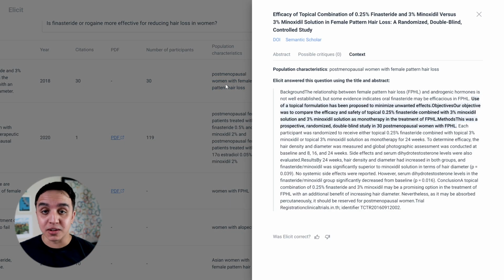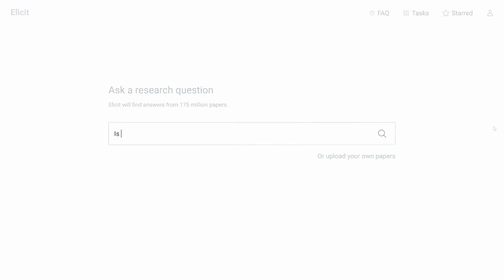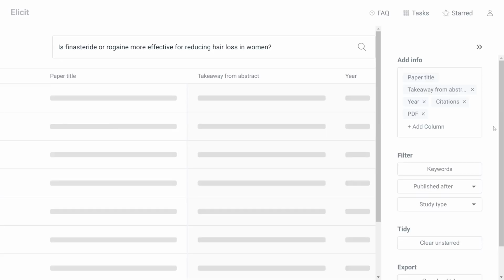When you click on a column, Elicit will give you the context for its answer. This perspective makes it easy to discover each paper's important takeaways and decide which papers to read further. To start, let's type in our research question. Is finasteride or Rogaine more effective for reducing hair loss in women?